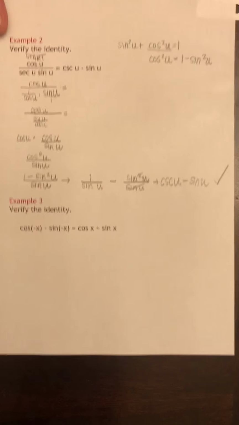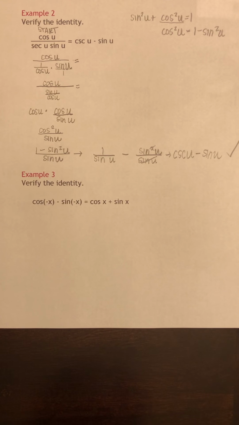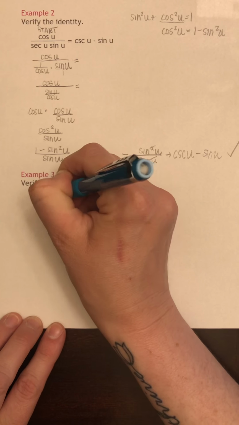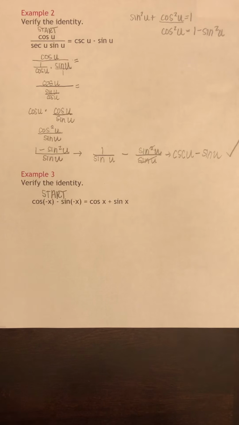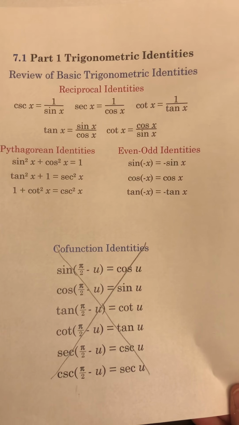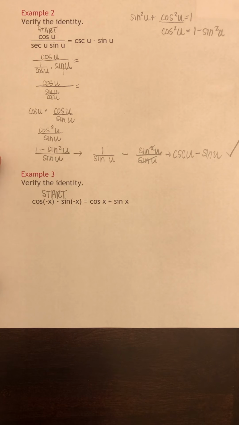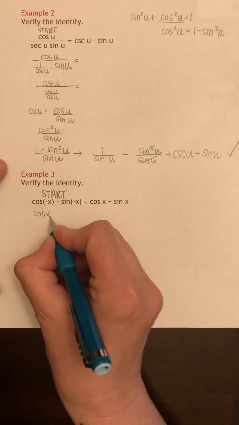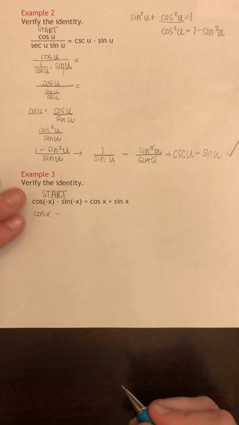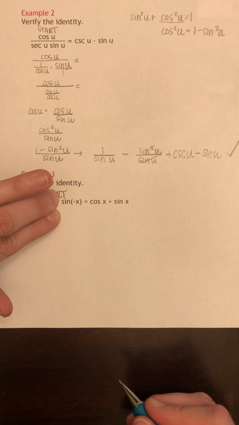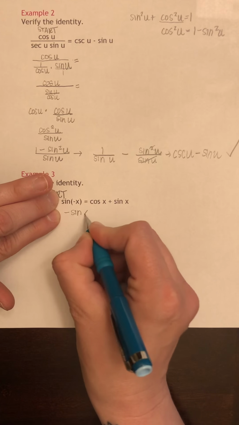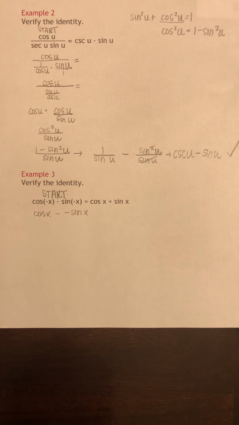All right, let's take a look at number 3. So on number 3, I'm going to start on the side where I see those negatives inside of the parentheses. This is going to bring back this knowledge of your even, odd identities. So if we have cosine of negative x, that is an even function that turns into cosine of x. Bring down my minus sign. Now if I have sine of negative x, that's an odd function, so this turns into negative sine of x. Again, look back at your even, odd identities.